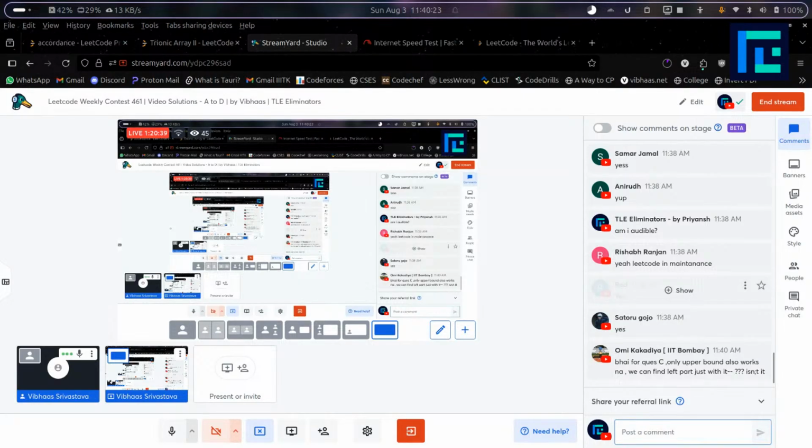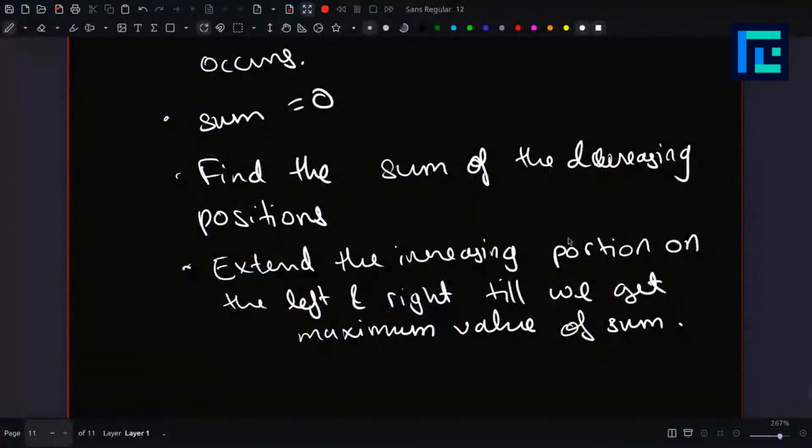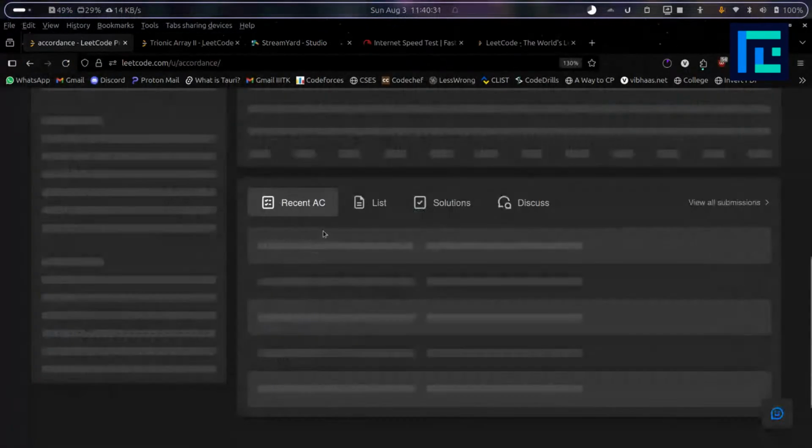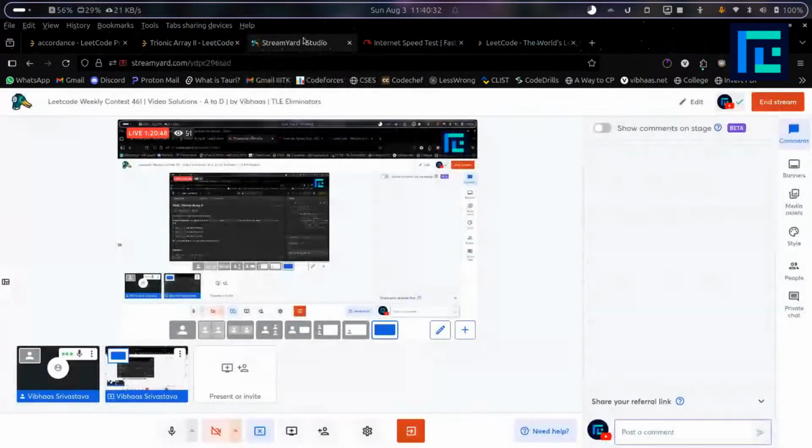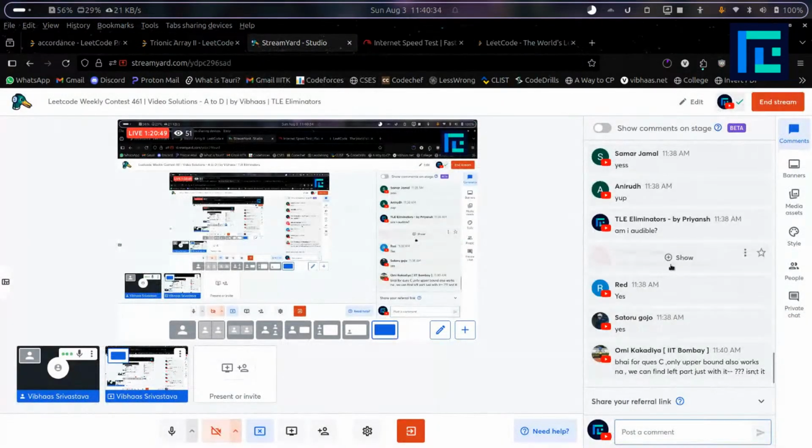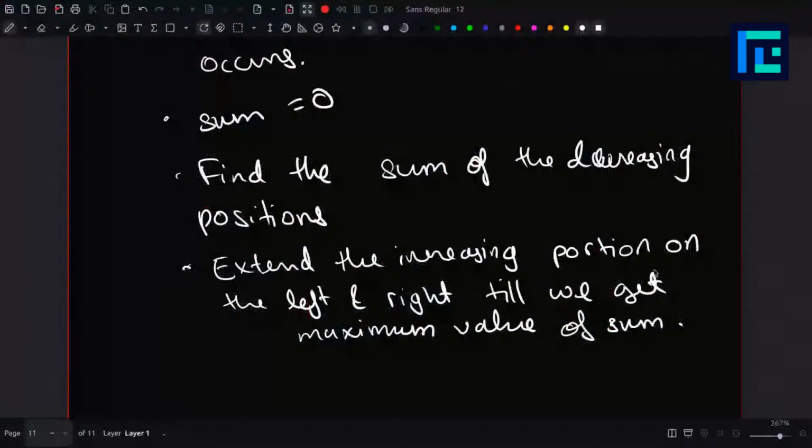Yeah, Omi, that's exactly what I did in question C. You're saying in question C, if I just use upper bound minus minus, that also works. You're correct. Okay, let's have a look at how we code this up.